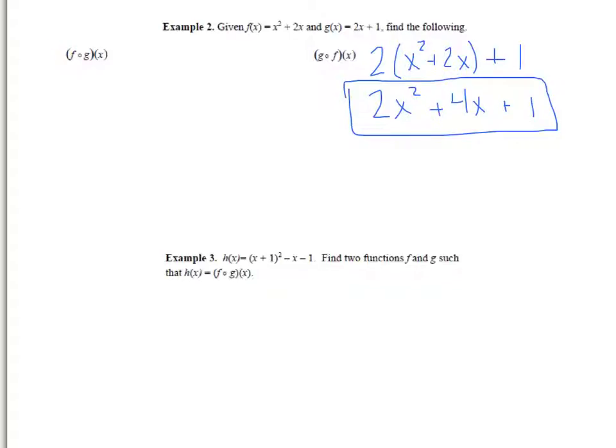So notice here we are plugging f into g. So x squared plus 2x is going to be substituted in for the x right here in the equation g. So when I do that, I get 2 times x squared plus 2x plus 1. When I distribute, I get 2x squared plus 4x plus 1. And since I can't combine anything, I'm done.